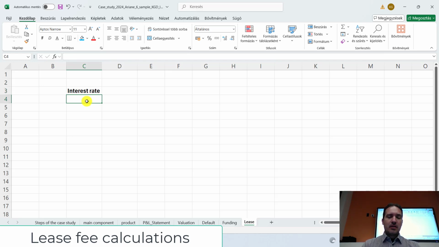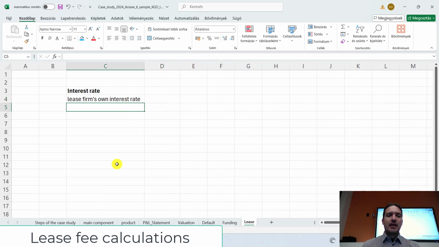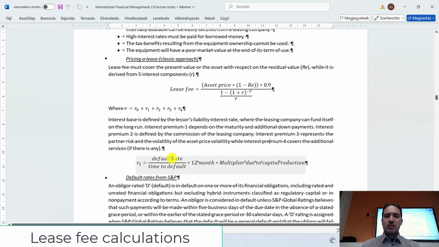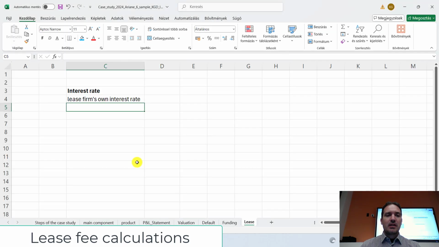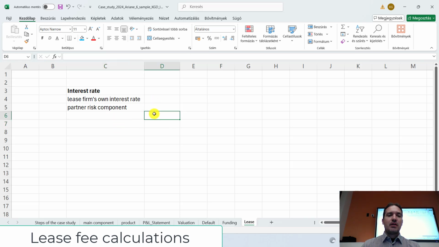So we have these firms' own interest rate. So we have to look for some kind of data which represents the bank system. And since we don't have any other data which reflects on the partner risk, that's why we are jumping already into the risk component, and after that we will have something here.